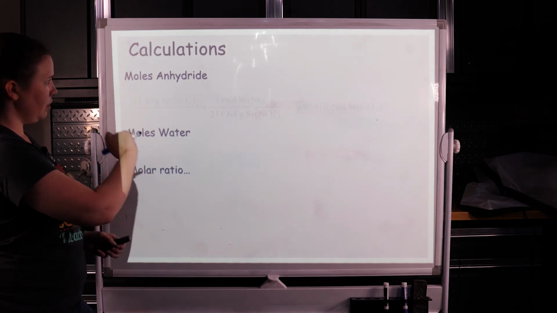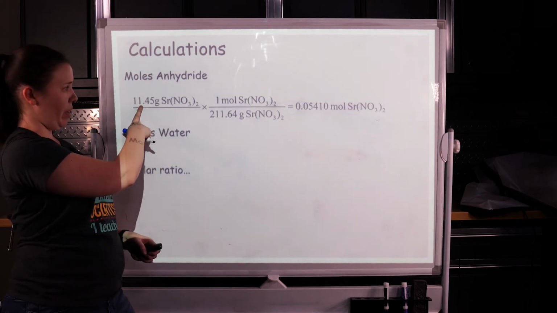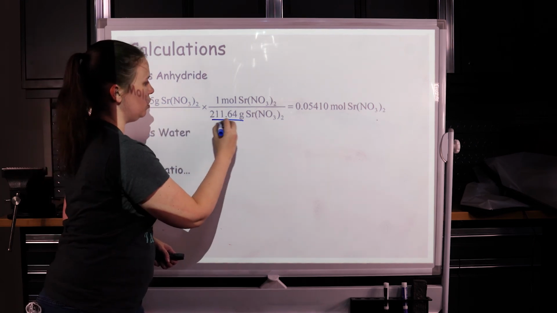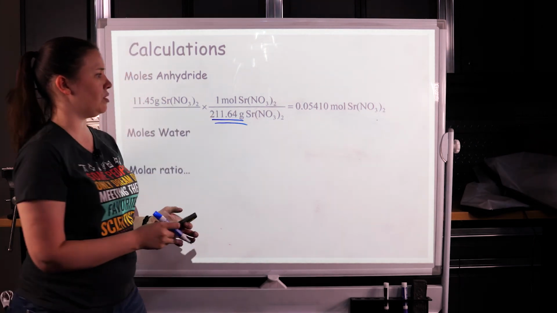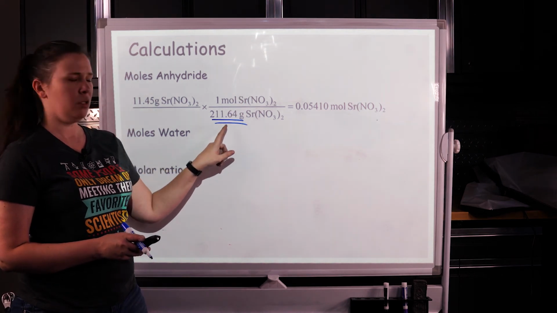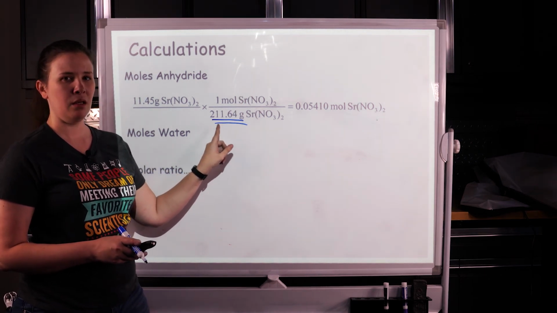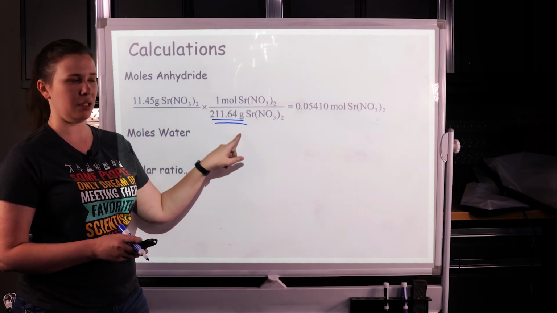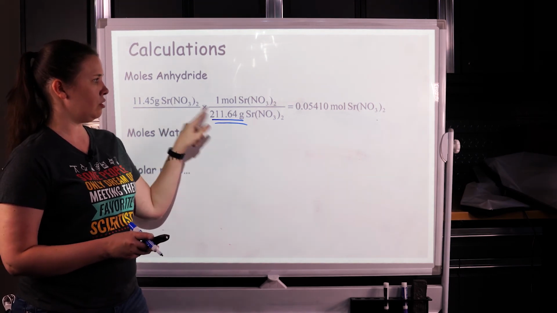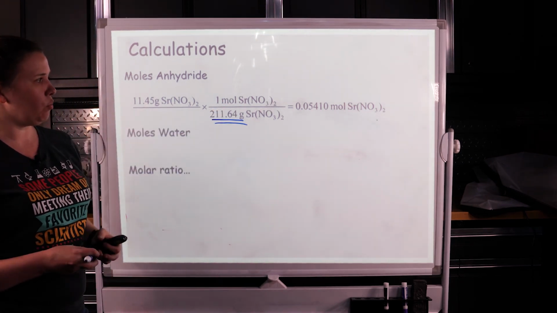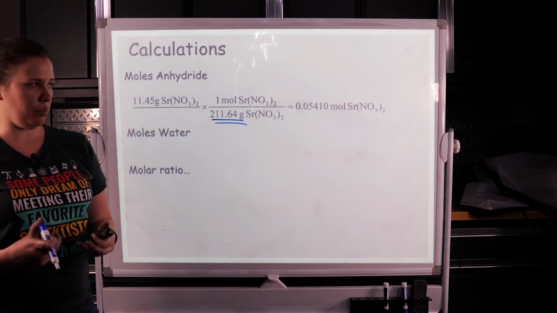So here we go. We want to get our moles of the anhydrate. With the anhydrate, that was the constant mass, the 11.45 grams. So this 211.64 would be our grams of the anhydrate per mole. What do we call that number again? That's the molar mass. So we're doing our conversion factors just like we did in the beginning of this unit. So we're using the molar mass to convert to moles. So we got 0.05410 moles of this strontium nitrate.